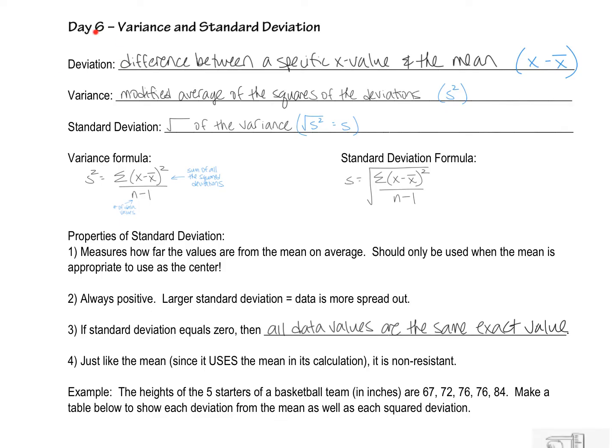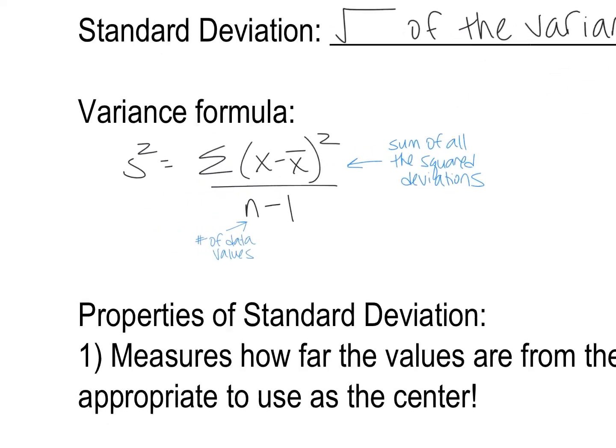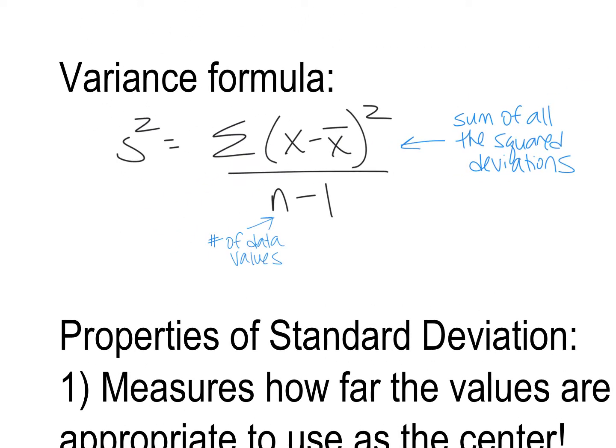I've got a couple vocab words for you to copy down. What I want you to really focus on here is the formula for variance. And it looks kind of crazy if you're not familiar with this symbol. This is a summation symbol, and it means take every single x value and subtract the mean. So figure out how far away every single value in your data set is away from the mean, and then square all of those numbers.